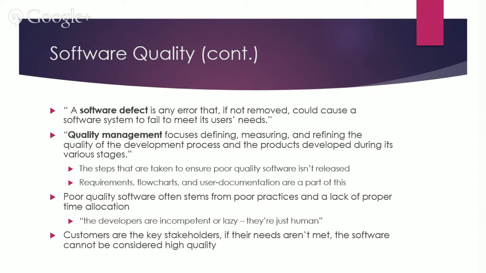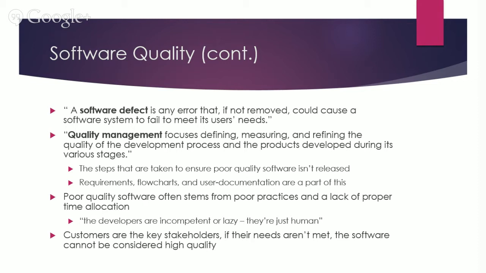So going on, we're going to talk a little bit about the poorer quality software and the other end of the spectrum. So we have to look at what a software defect is, and that's any error that, if not removed, could cause a system to fail to meet its users' needs. So basically anything in software, any bug, any design flaw that's going to cause our software to not do what the customer wants. We'll talk a little bit more about this idea when we talk about misrepresentation or intentional misrepresentation.